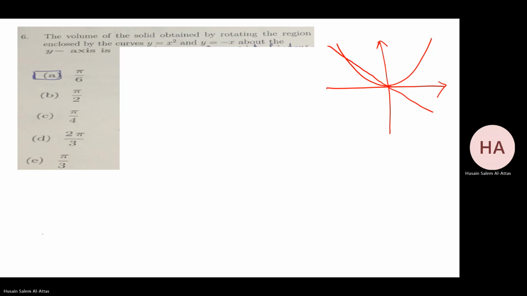This. And I want this about the y-axis. My axis of revolution is the y-axis. This is my axis. So I will make my line like this. So everything in terms of y. So to do that, I have the outer, which is this one, minus the inner, which is this one, to get this one.